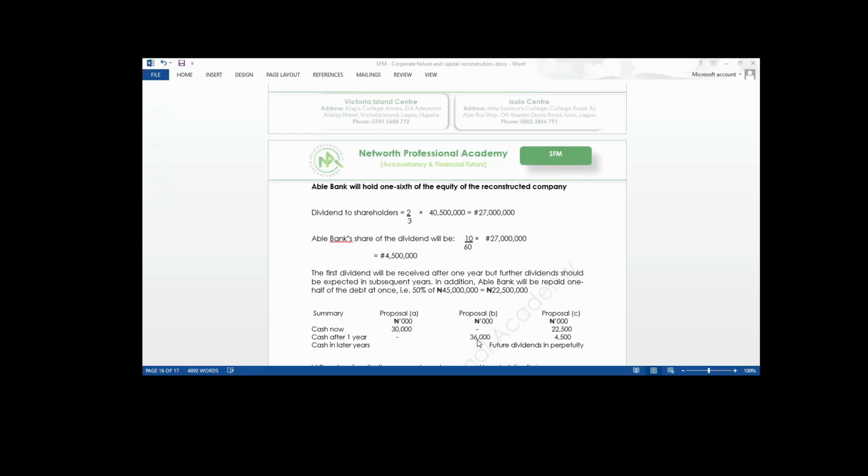As it is now, you cannot make any recommendation. You have to look at it from the angle of a professional. Somebody is giving you 30 million naira now and 36 million in 1 year. I can't compare. I need to bring them to their present value first. Somebody says, I'm going to give you 22.5 million now and 4.5 million in 1 year, and in subsequent years you still get more money. Then I must bring all the cash flows to their present value.